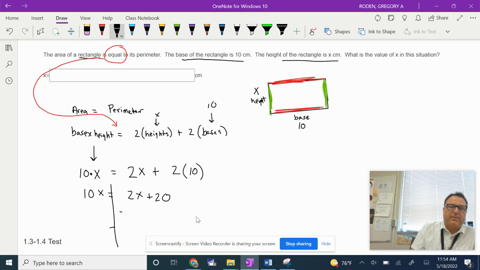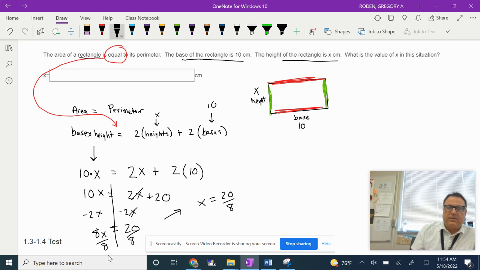So what I'm going to do is subtract 2 x's from both sides. 10x minus 2x is 8x. The 2 x's cancel and we get 20. And then I just divide both sides by 8. Okay? So what would your answer be? Your answer would be x equals 20 divided by 8.